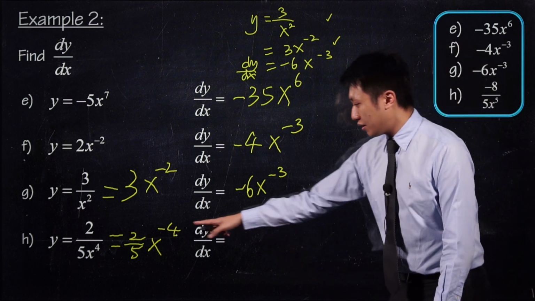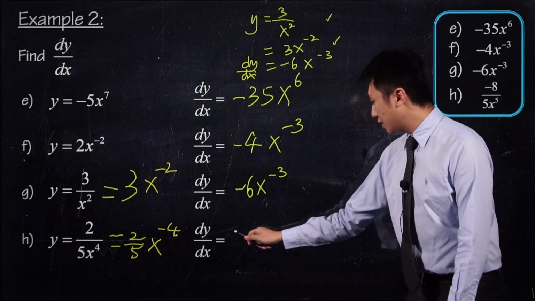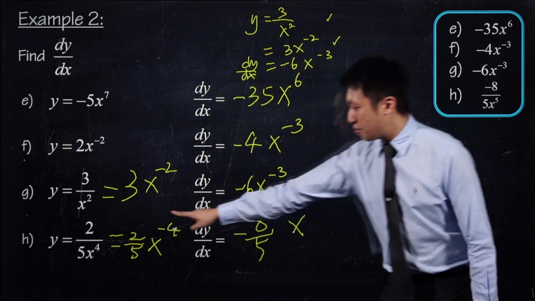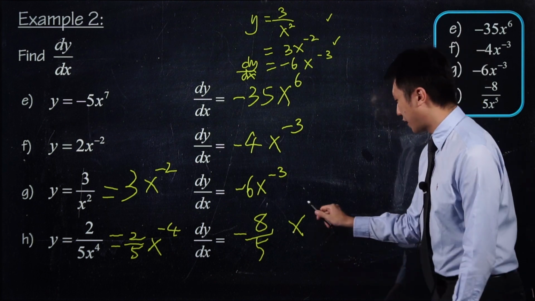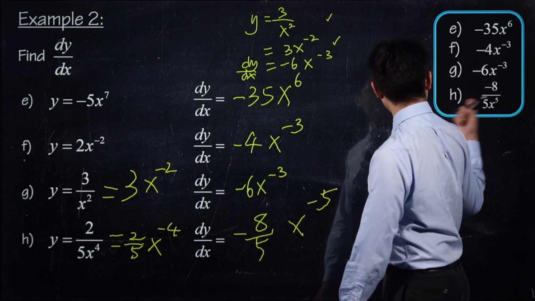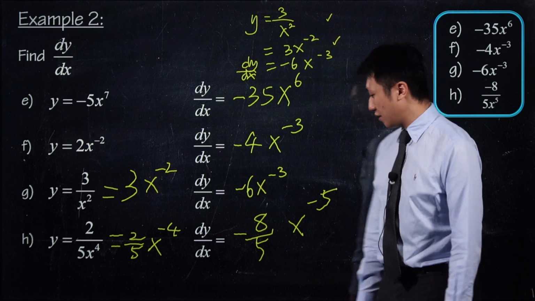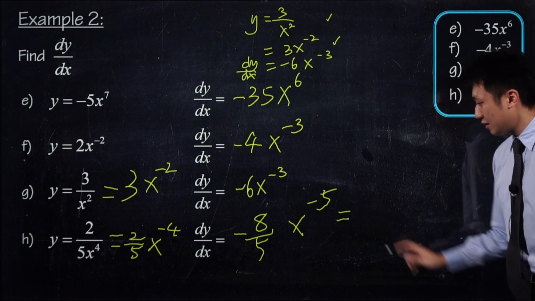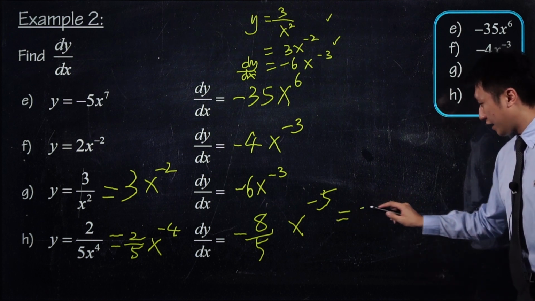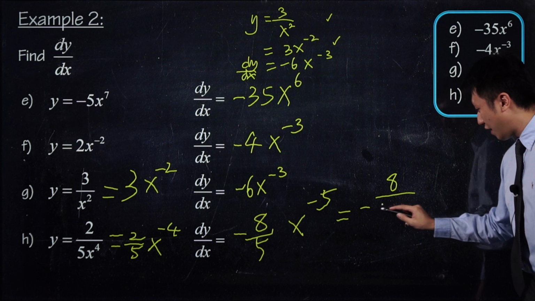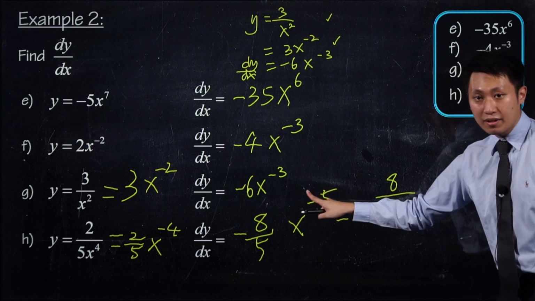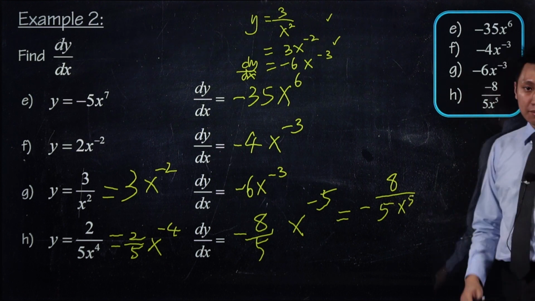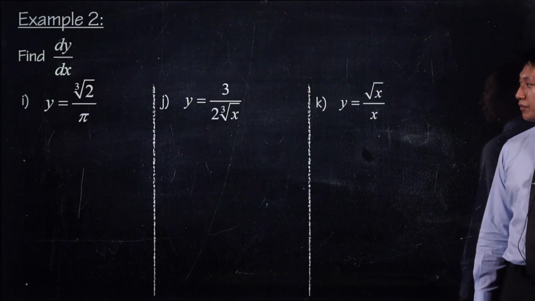Then differentiate it. The negative 4 you bring down becomes negative 8 over 5, x to the power negative 4 minus 1, so you get negative 5. Negative 8 over 5 x to the power negative 5. If I write this nicer, it will be negative 8 over 5, then x to the power minus 5, you can write it down there, becomes x to the power 5. So same as this one now. Let's move on.